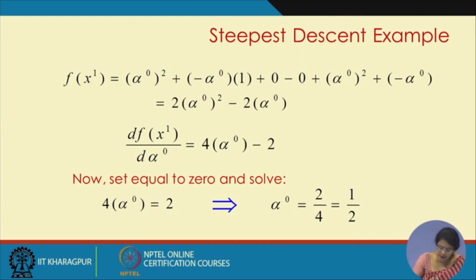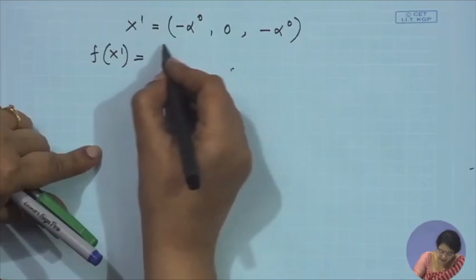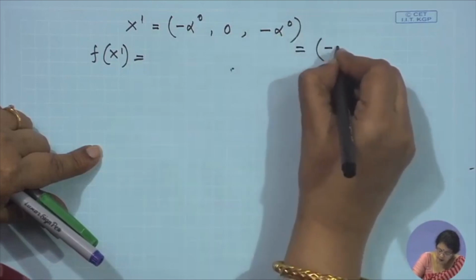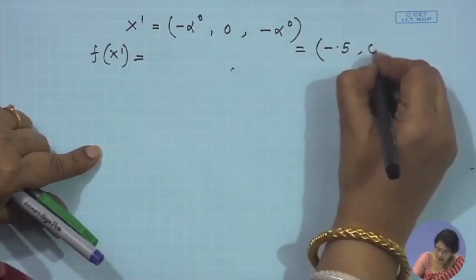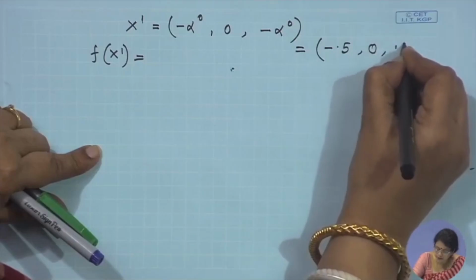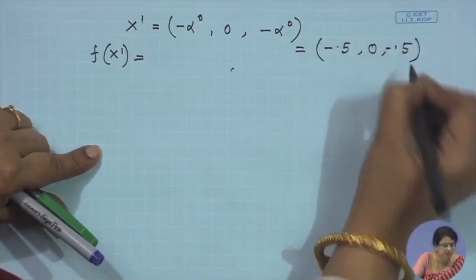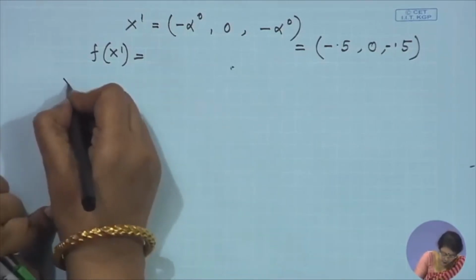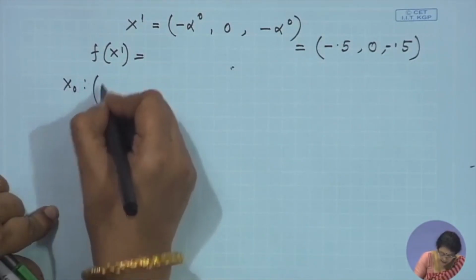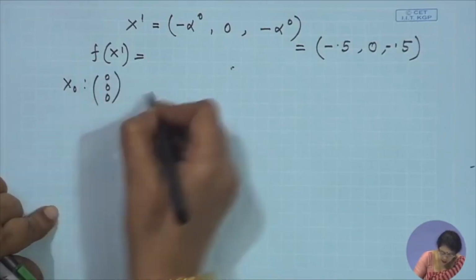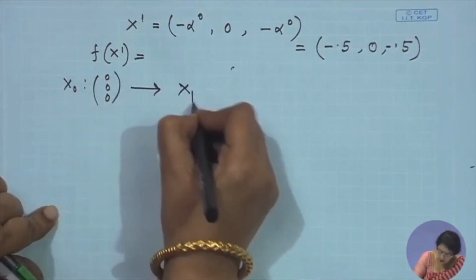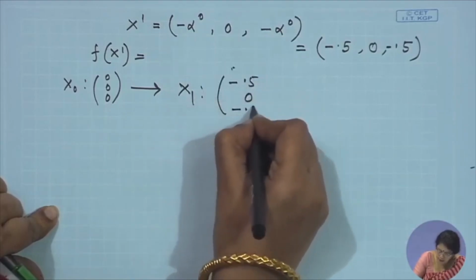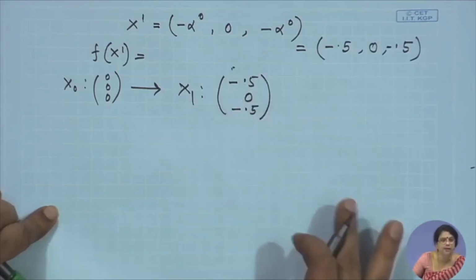Once we are getting alpha naught equal to half, then you could understand what the value of x would be now. That would be minus 0.5, 0 plus 0.5, no, again minus 0.5. That is why I started from x naught as 0, 0, 0, and I am reaching x 1 as minus 0.5, 0 minus 0.5.